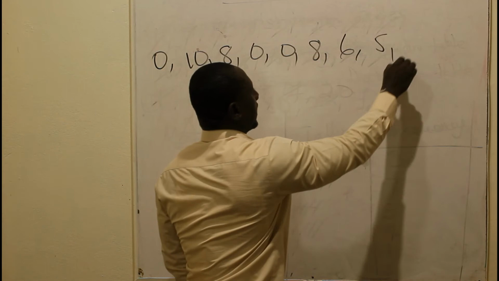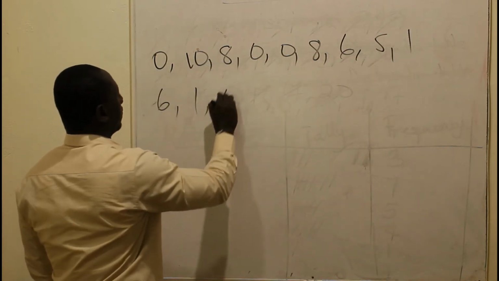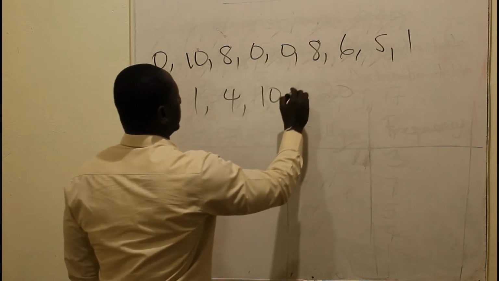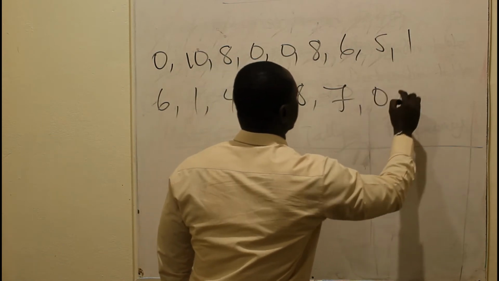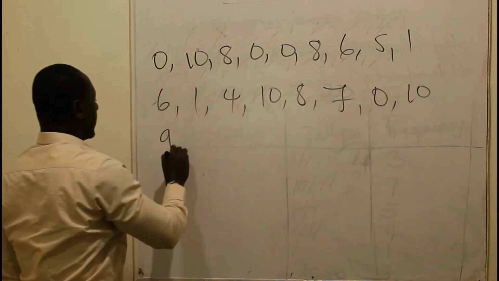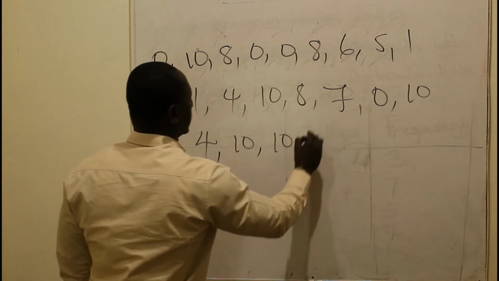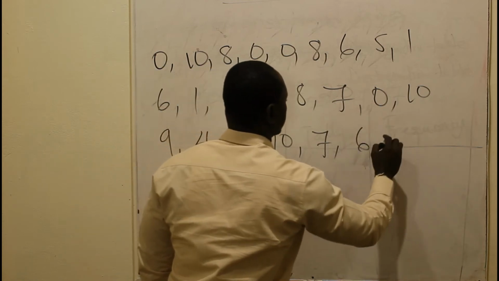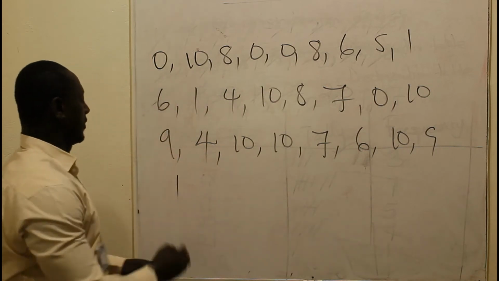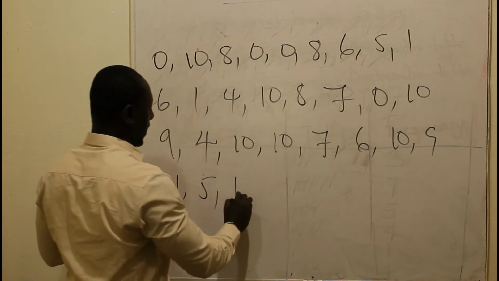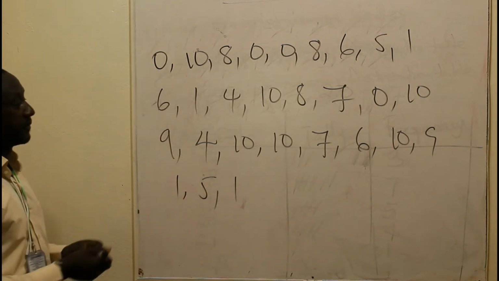6, 5, 1, 6, 1, 4, 10, 8, 7, 0, 10, 9, 4, 10, 10, 7, 6, 10, 9, 1, 5, 1. Okay. So let's count the number of data values here.